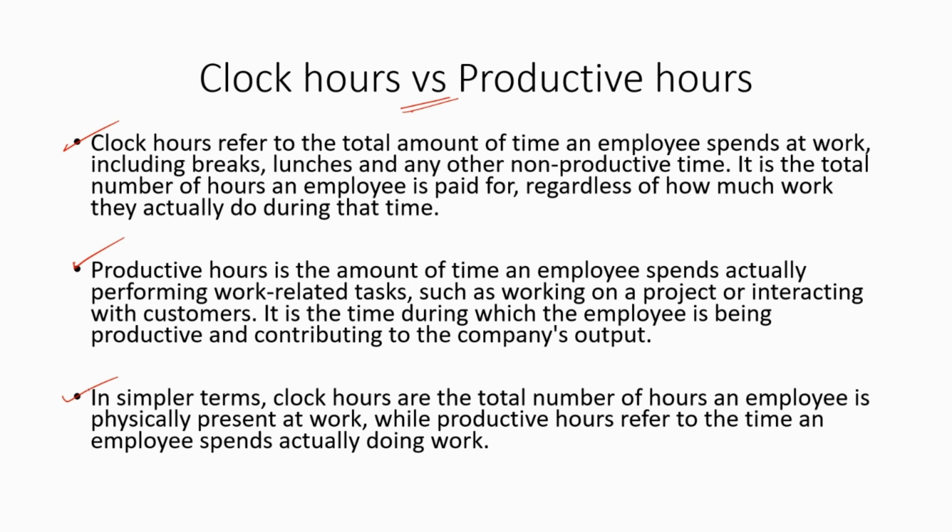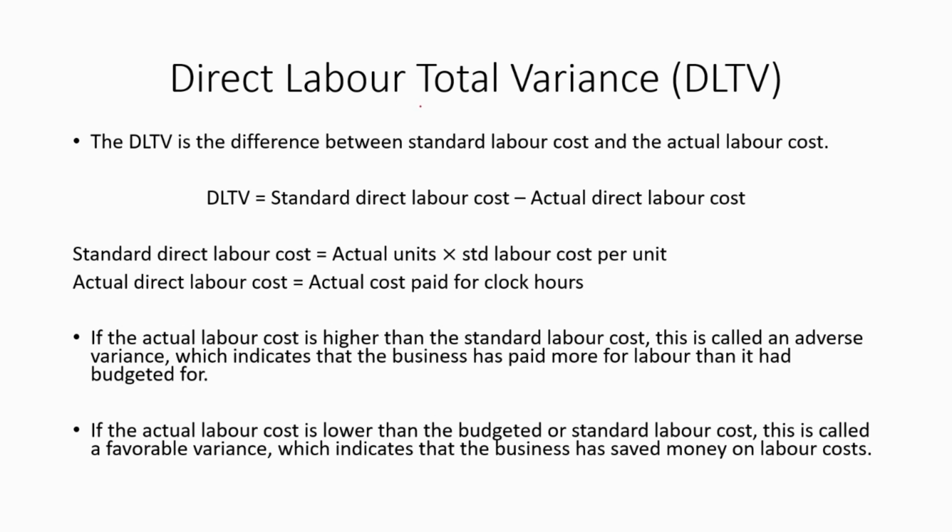You need to have a clear understanding of clock hours and productive hours in order to calculate the direct labor variance. Now let's discuss the direct labor total variance, which is denoted by DLTV. The direct labor total variance is the difference between standard labor cost and the actual labor cost. This is the equation we can use to calculate it: direct labor total variance is equal to standard direct labor cost minus the actual direct labor cost.